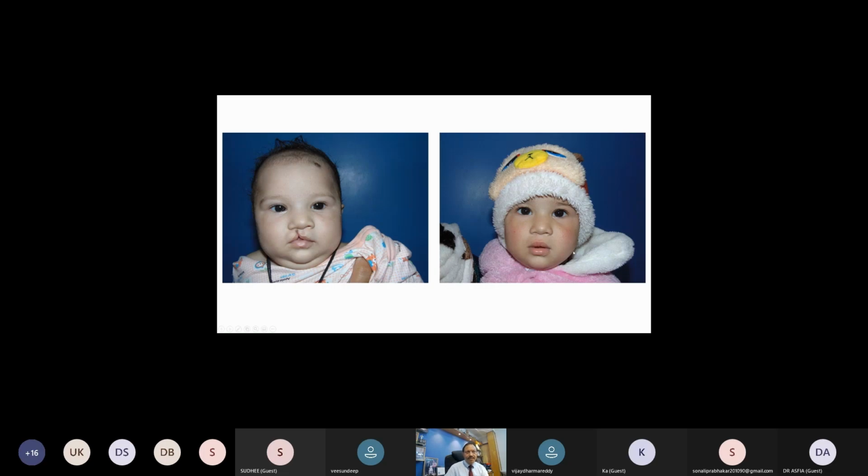So I will just show you a couple of cases with the results. So this is a rotation advancement, and this is the kind of results you get. And I have added a small triangular flap here. You can see the free border is symmetrical. The white roll is also symmetrical. There is a beautiful Cupid's bow. Thickness of the vermilion on the non-cleft side and a cleft side are equal, and nose was already good, and with the excision of about 1.5 millimeters of the nasal sill, it has become more symmetrical.